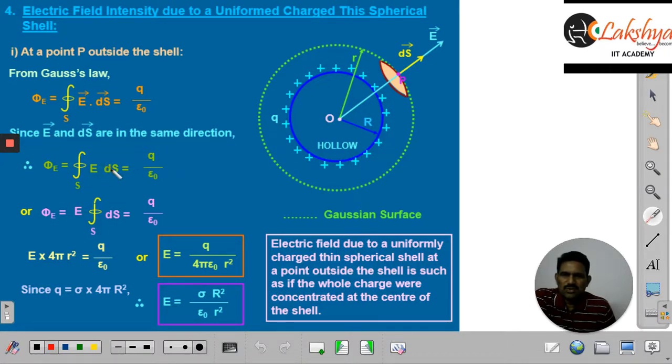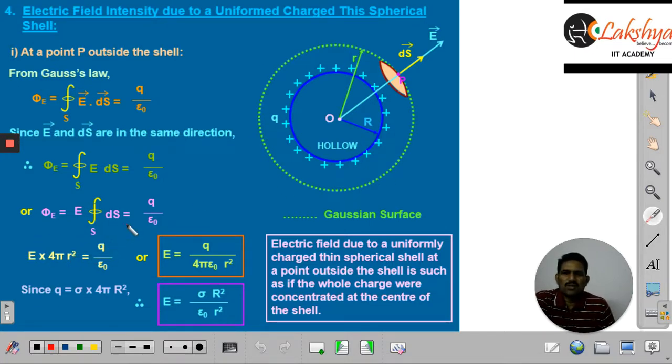E into ds into cos 0, since the angle between them is 0, is equal to q by epsilon naught. The magnitude of E will be the same at any point on the Gaussian surface, because every point is at the same distance r from the center. So I can take E outside. Then E into the integral of ds is equal to q by epsilon naught. Now the integral of ds is nothing but the curved surface area of this Gaussian surface, which you can write as 4 pi r square.